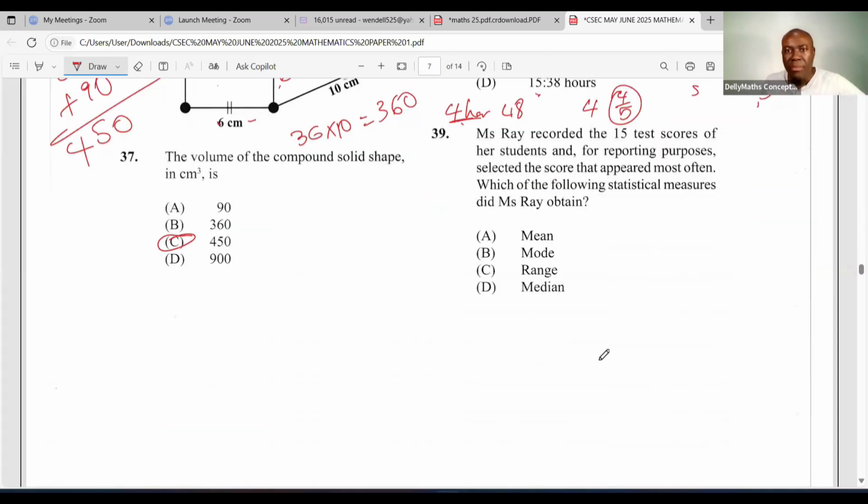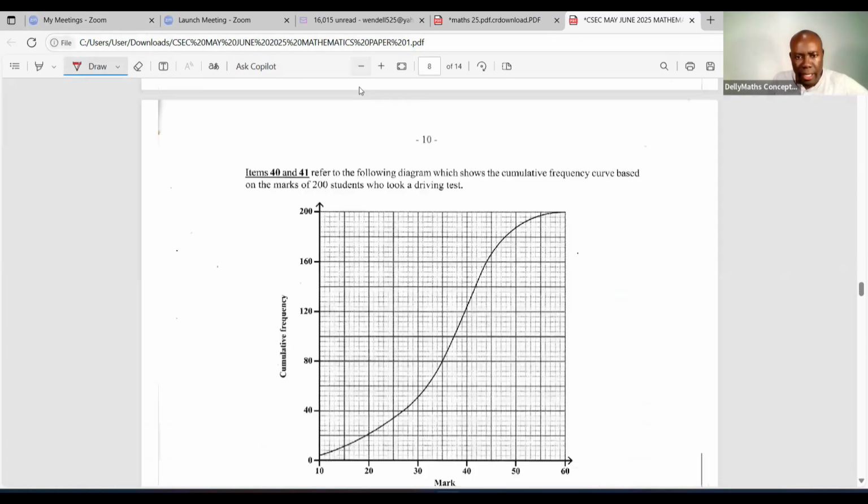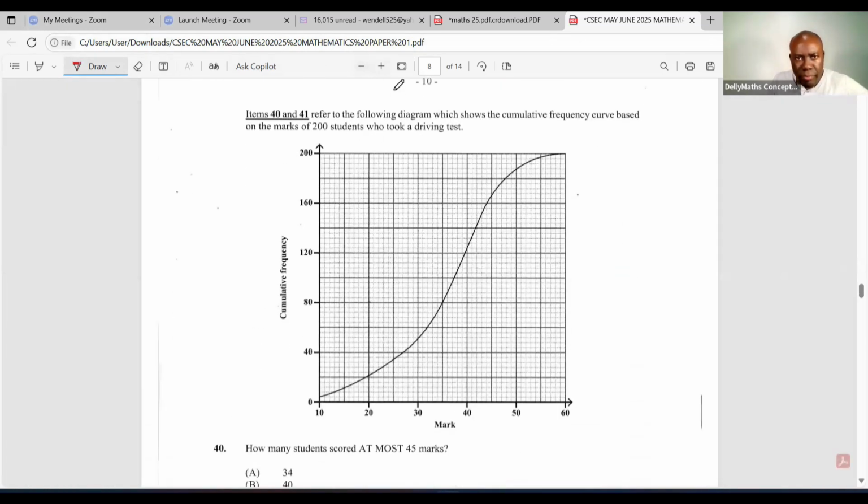All right, new question again. Mr. Roy recorded the 15 test scores of her students, and for reporting purposes selected the scores that appeared most. Which of the following statistical measures did Mr. Roy obtain? The score that occurs the most is the mode. So the mode is the one that occurs the most. All right, so let's go. Most often, 49, 39. Let's see.